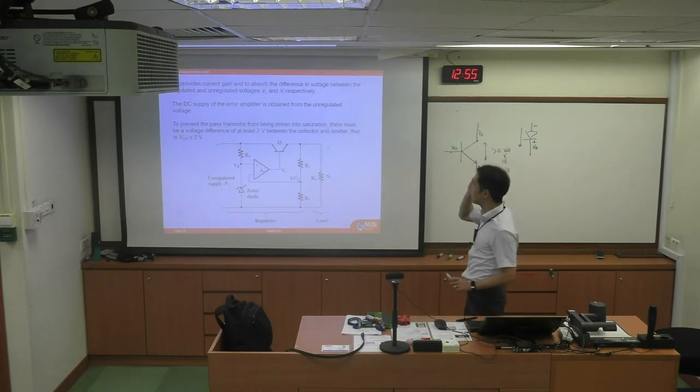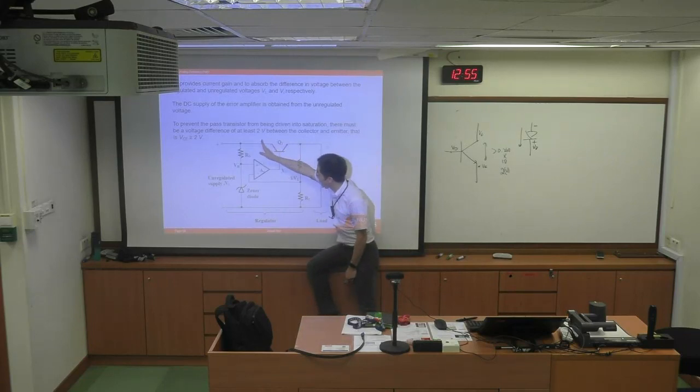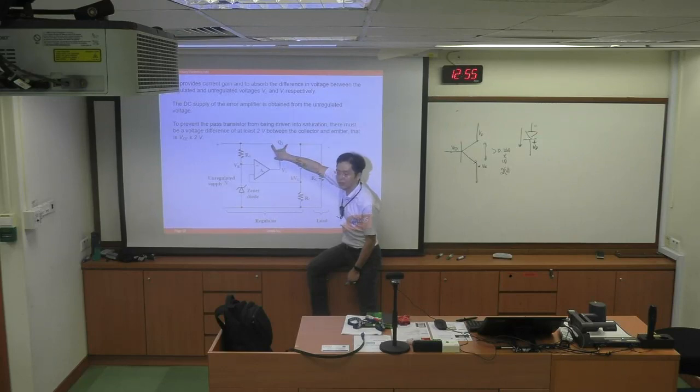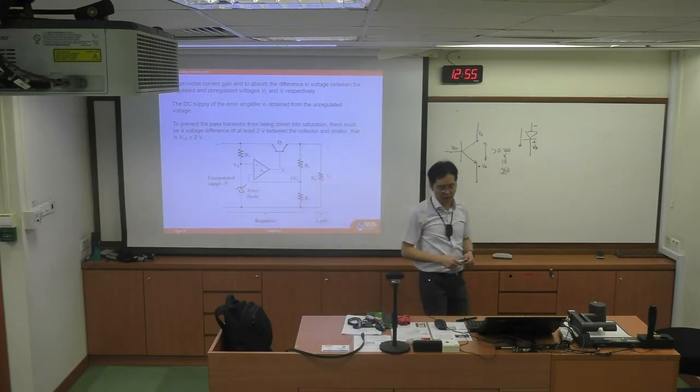Then you can see that the Q1 provides the current gain to absorb the difference in the voltage between input and the output. And then you will see that the error amplifier will absorb the difference, and then you give the constant voltage there. And as I said, you want to maintain at least 2 volt difference between the collector and emitter so that Q1 doesn't distort any signal, right? That's a good design that you want to have.